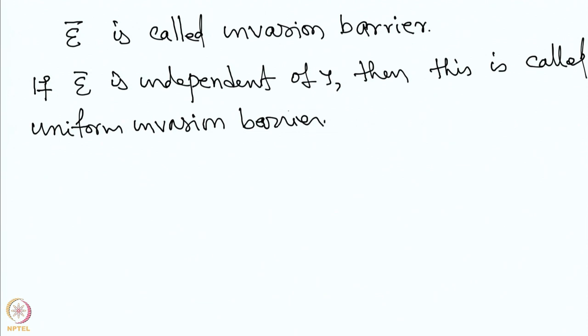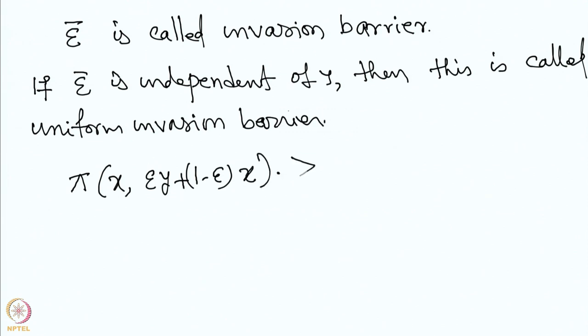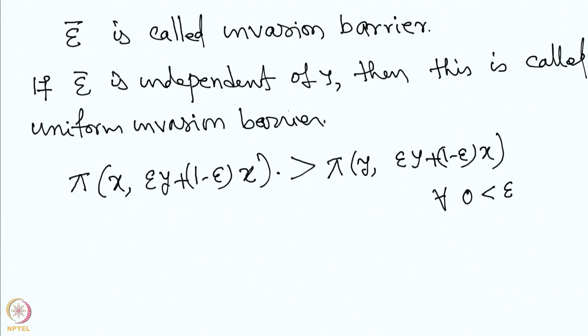Okay. So let us now rewrite this. What is the condition that we have? Pi X, epsilon Y plus 1 minus epsilon X, is strictly greater than pi Y, epsilon Y plus 1 minus epsilon X. This is true for all 0 less than epsilon less than epsilon bar.